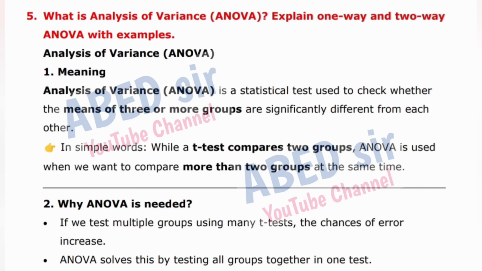In simple words, while a t-test compares 2 groups, ANOVA is used when we want to compare more than 2 groups at the same time. 2. Why ANOVA is needed. If we test multiple groups using many t-tests, the chances of error increase. ANOVA solves this by testing all groups together in one test.